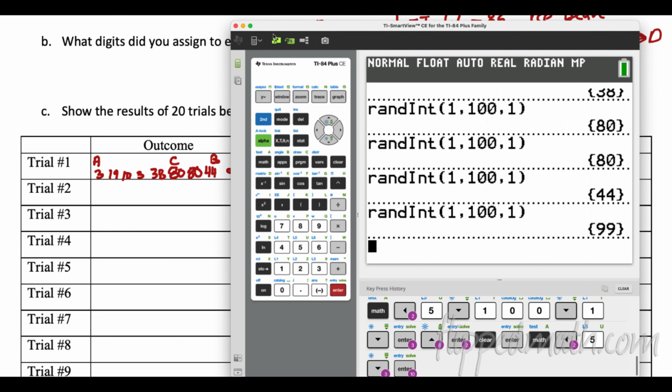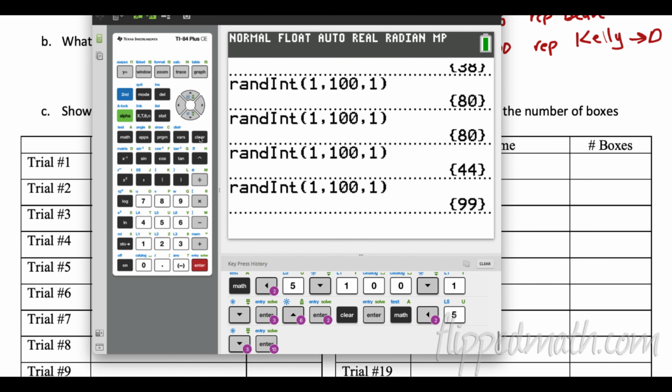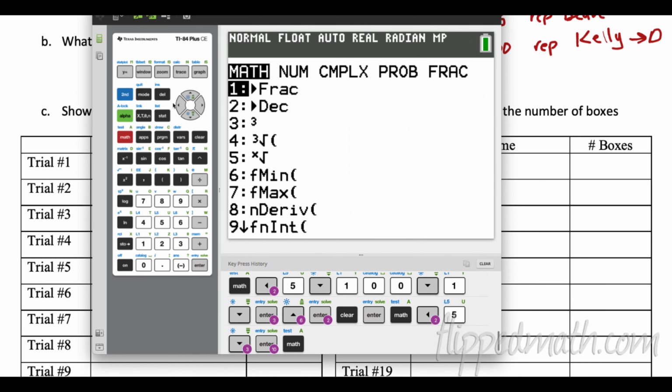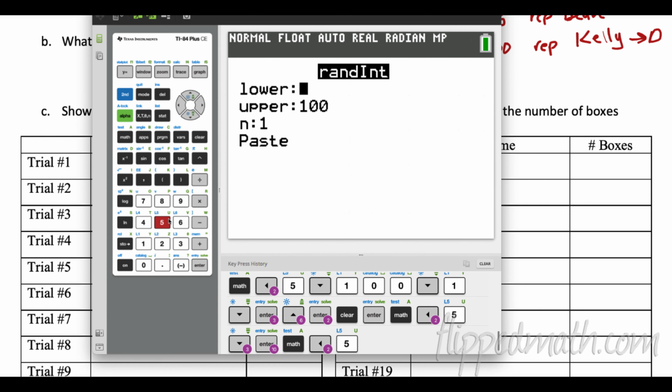So that took a little bit of time, and there are ways you can speed it up because we need to do this 20 times. So let me show you. Here's a suggestion I would do to speed this up. Let's go to math. We'll go back to probability. I'm going to select numbers from 1 to 100. You know what? I'm going to select, we'll say 100 of those numbers.